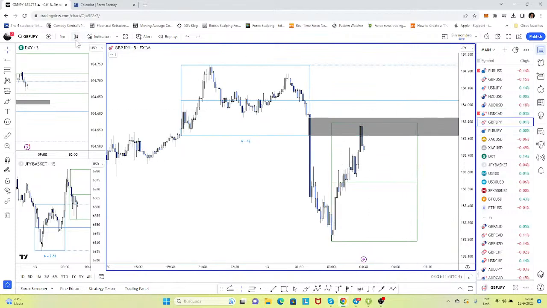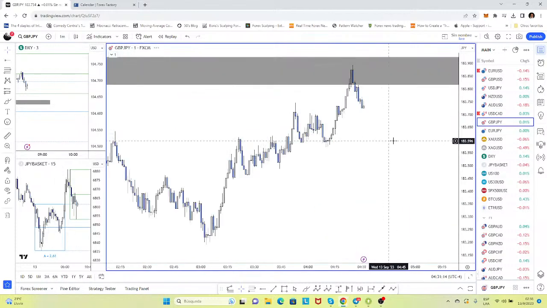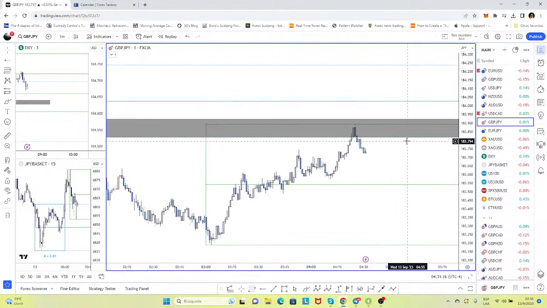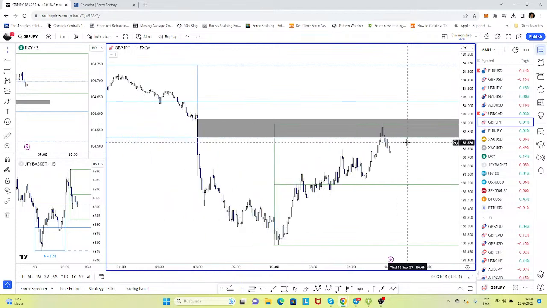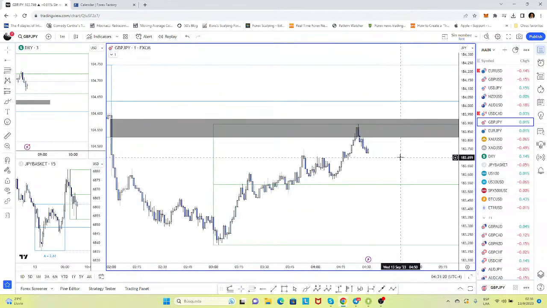Yeah, there you go. Why don't we have a look at this pound yen? Just for the hell of it, we might actually get a setup here. So where would it be? Where would it be?